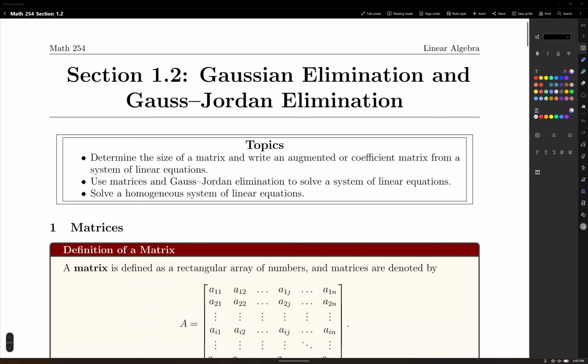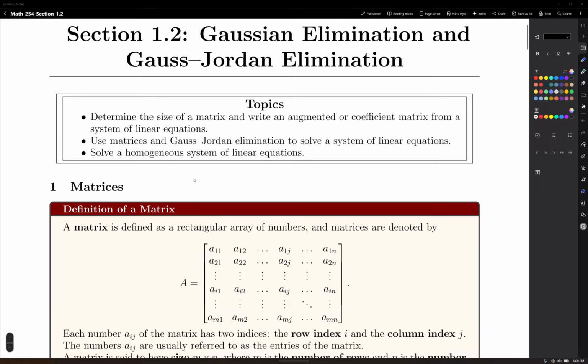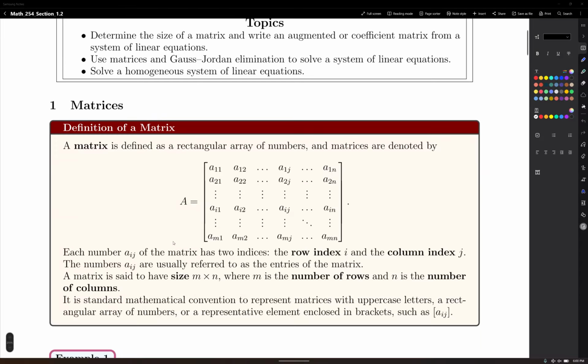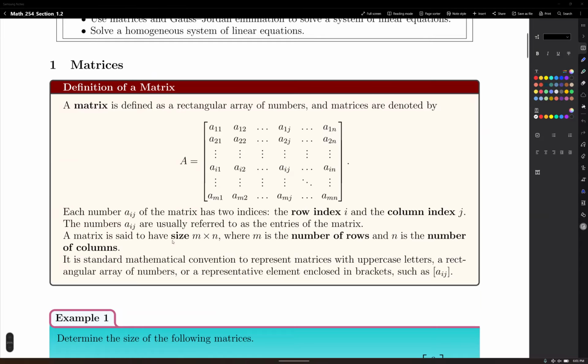Yes, in 1.2, what are we going to do? Okay, first of all, we determine the size of a matrix and write an augmented or coefficient matrix of a system of equations, using matrices and Gauss-Jordan elimination to solve a system of linear equations and solve a homogeneous system of linear equations. We're going to talk about that shortly.